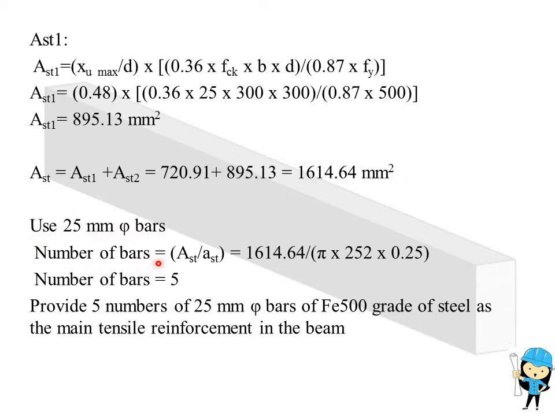Therefore, number of bars is equal to AST divided by Ast, that is total tension reinforcement divided by area of a single reinforcing bar, that is 1614.64 divided by pi by 4 into 25 square. Therefore, number of bars is equal to 5. So, provide 5 numbers of 25 mm dia bars of Fe 500 grade of steel as the main tensile reinforcement in the beam.